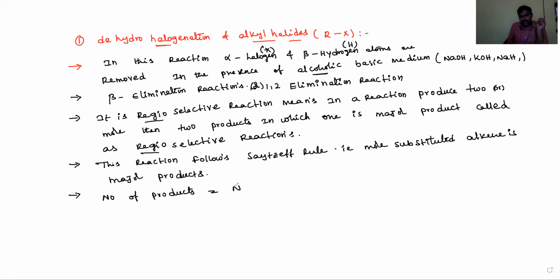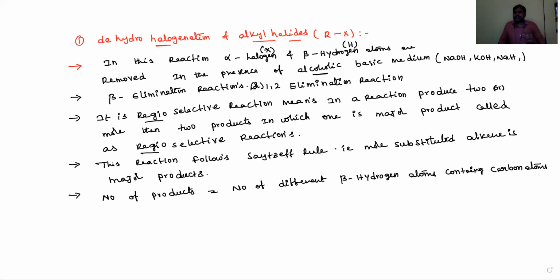is equal to the number of different beta carbon atoms containing beta hydrogen atoms. For example, if three different beta carbons containing hydrogen atoms are present, it will give three alkenes. Among that, one is the major product, the remaining are minor products.